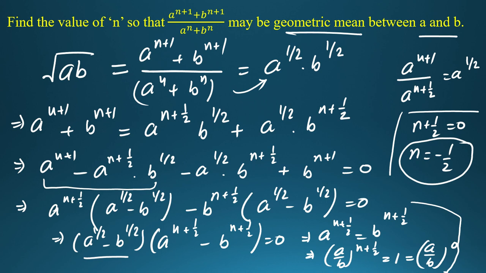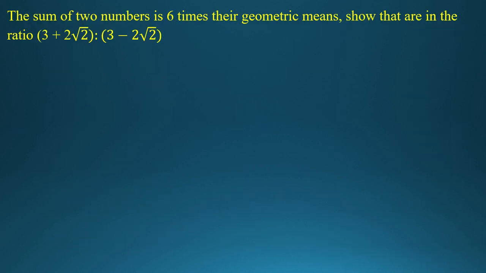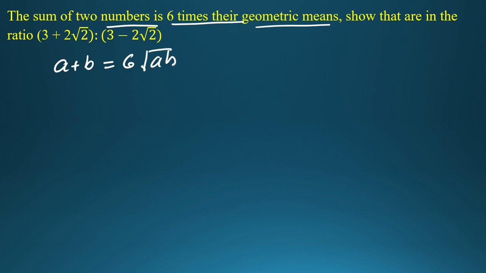Now next is: the sum of two numbers is 6 times their geometric mean. Sum of two numbers, let the numbers be a and b. So a plus b is equal to 6 times their geometric mean. Show that the numbers are in the ratio. Now you see, my dear students, numbers are in the ratio. So we can think that we will find the values of a and b, and this will be the division. But can we find the values of a and b here? No, because we have two variables, but we have only one equation.